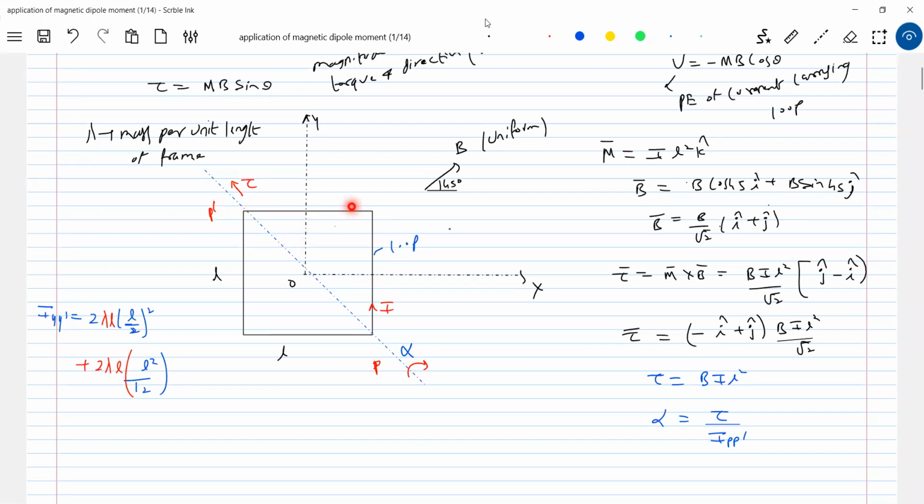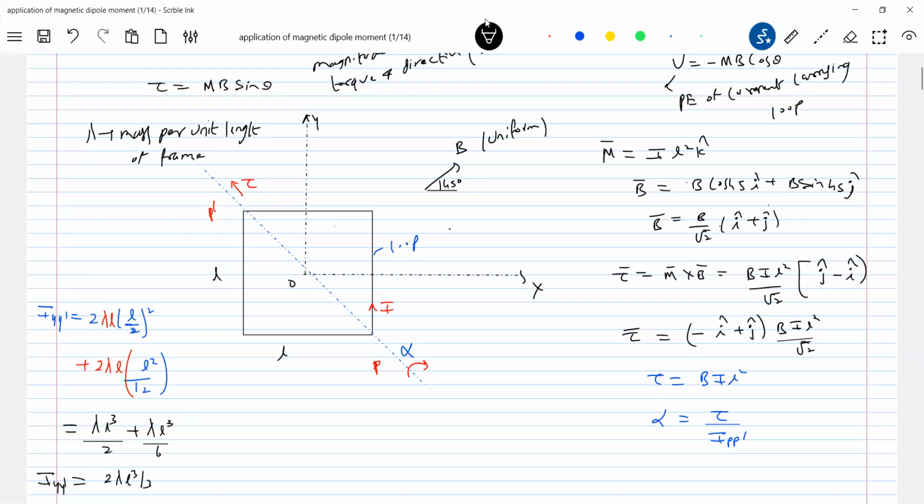What is the moment of inertia of this? Because the y-axis will be passing through the center of mass, lambda L is the mass and the length of this side is L, so 2 lambda L square. If you solve this, we'll get lambda L cube by 2, lambda L cube by 6. So 2 lambda L cube by 3. This is the moment of inertia about y dash.